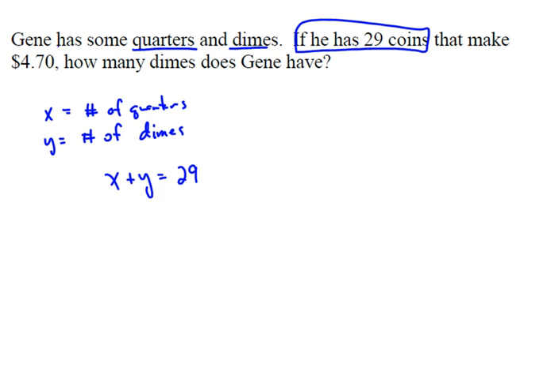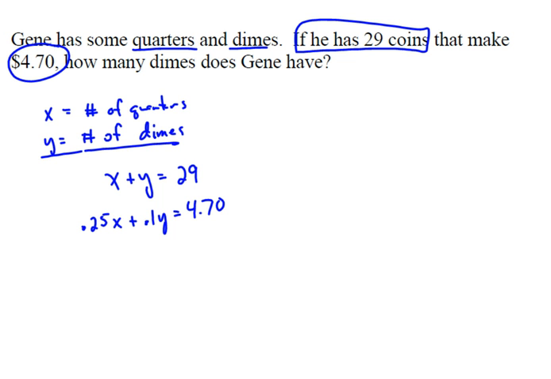And the second equation, though, is a value equation. And that says we need a certain combination of them that add up to 29, but that their value is $4.70. So we need to change x, the number of quarters, into a value. Well, that can be done by multiplying the number of quarters by 0.25 because a quarter is worth 25 cents or $0.25. So we do 0.25x plus, well, dimes are worth 0.1 or 10 cents, and so we multiply by 0.1y, and that equals $4.70.